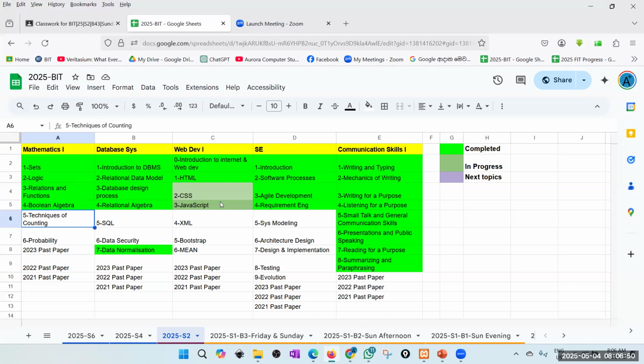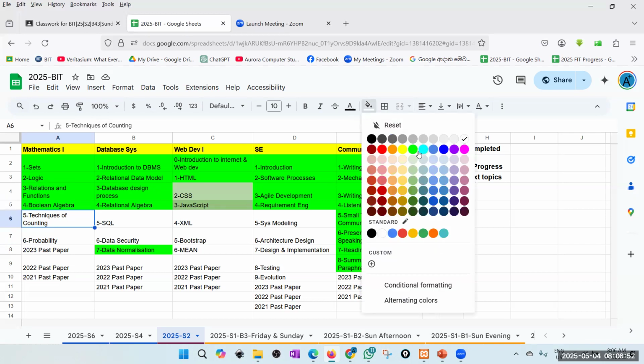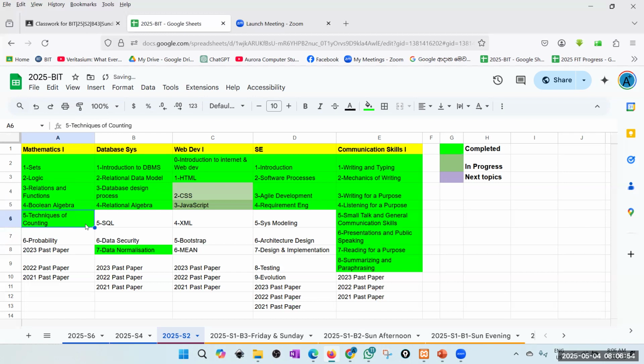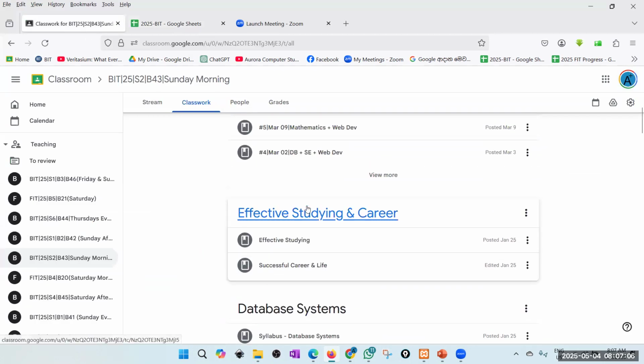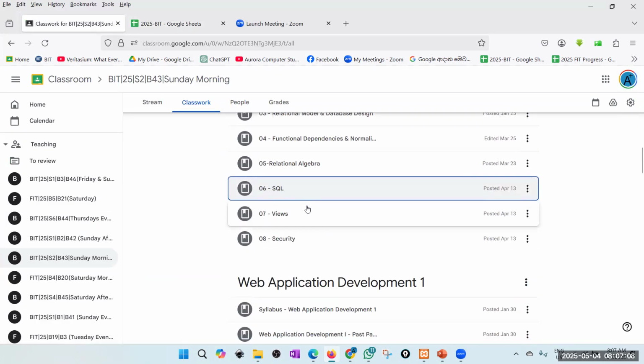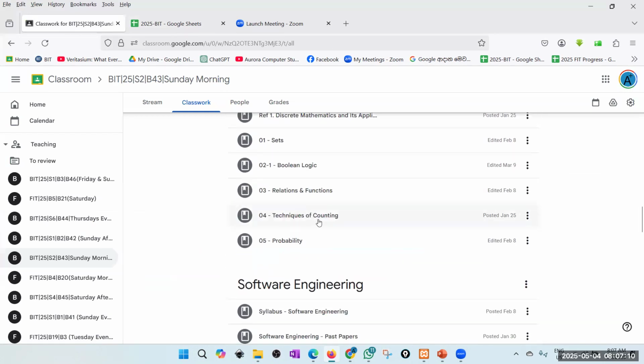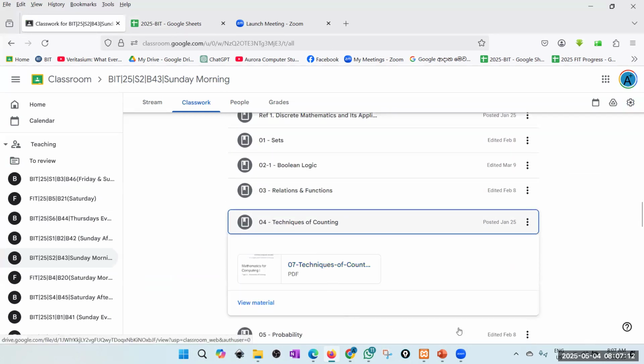So today we want to start techniques of counting. That is the smallest topic you have, and we can finish it within 1.5 hours. Again, the note is available in the Google Classroom under maths, techniques of counting. So let's go through the note.